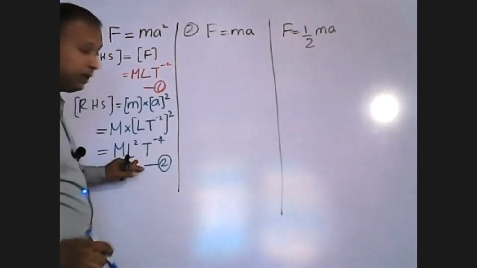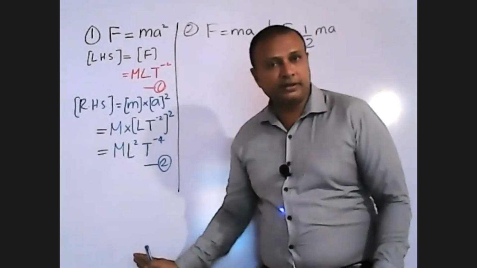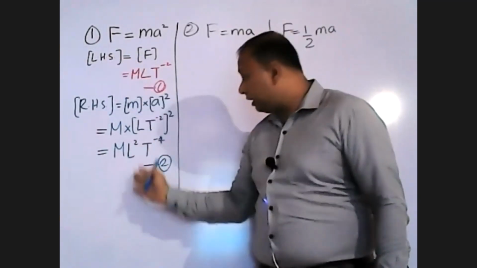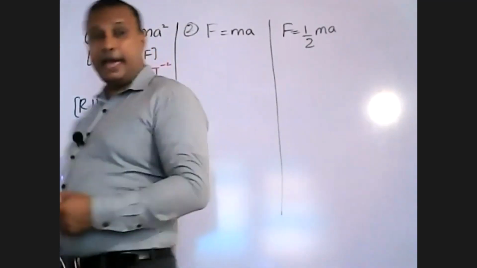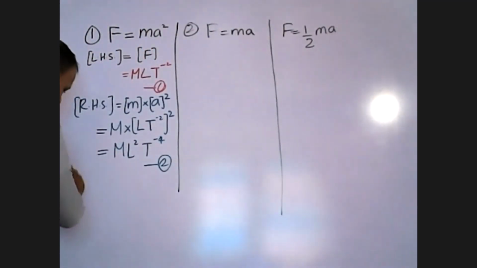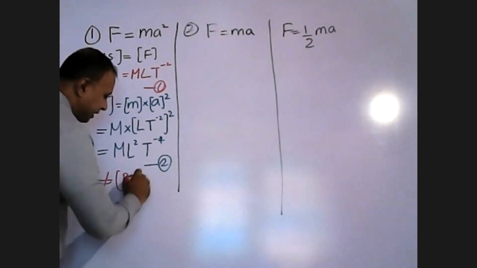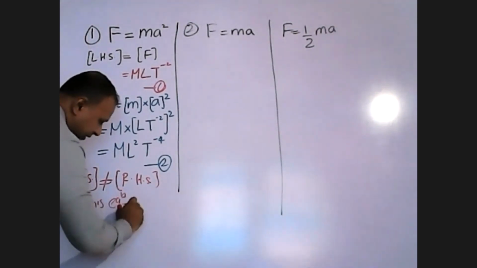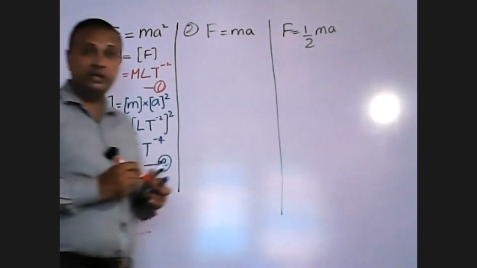So from equation number 1 and equation number 2, definitely we can say this equation is incorrect, because the dimension of LHS is not equal to the dimension of RHS. Therefore, this equation is incorrect.